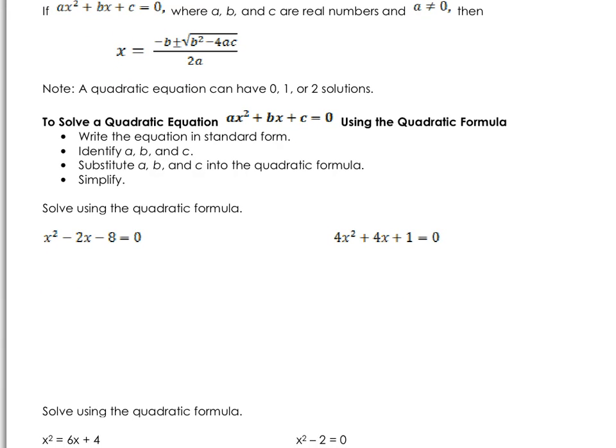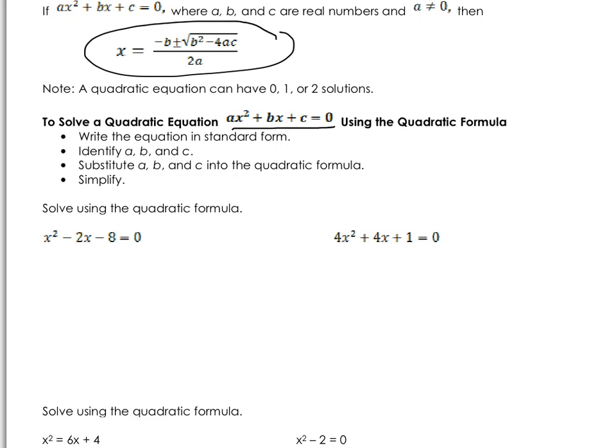So let's see how we can apply this. We want to solve using the quadratic formula. You need to memorize the quadratic formula. We might perhaps have 0, 1, or 2 solutions. We first want to write the equation in standard form. The a, the b, and the c, the ax squared, the bx, and the c, must be on one side, and 0 must be on the other. That's standard form. You must have equals 0. Identify the values of a, b, and c. Substitute those values into the quadratic formula and solve.